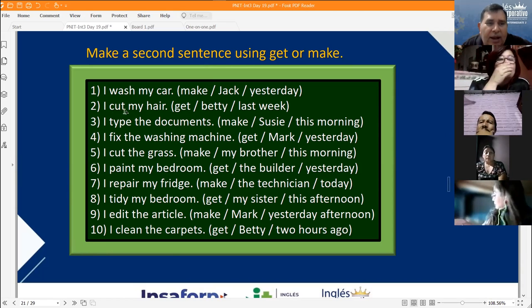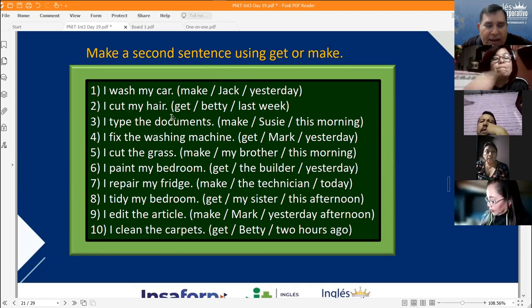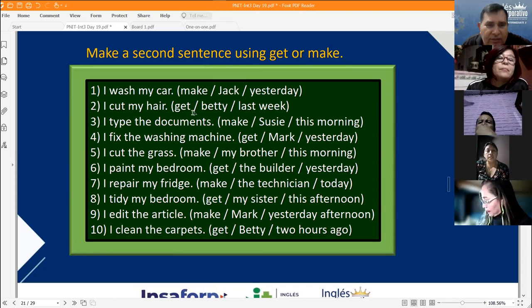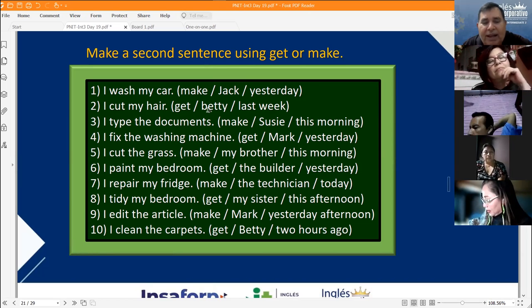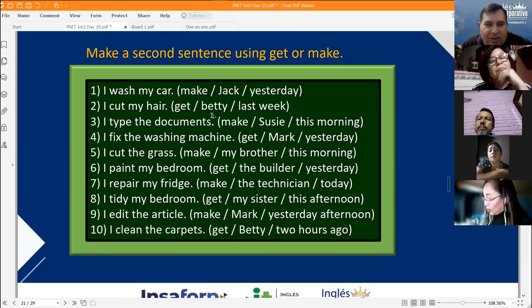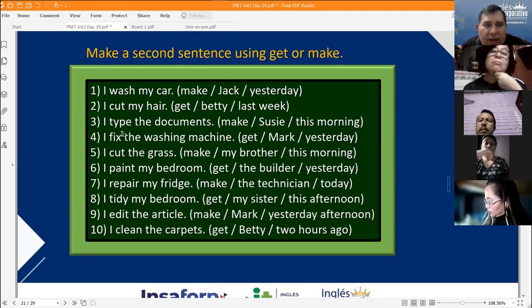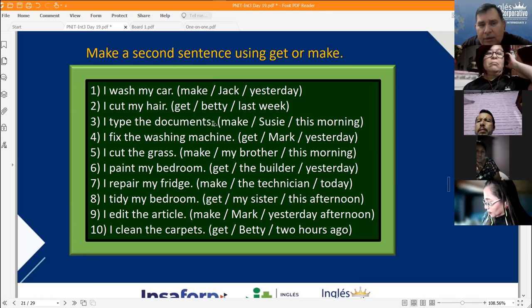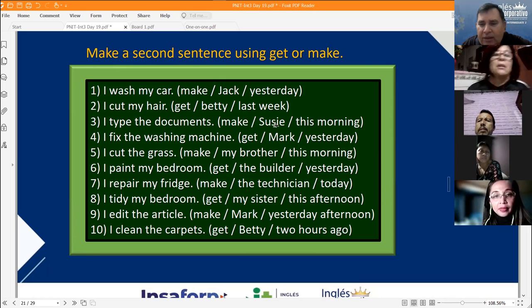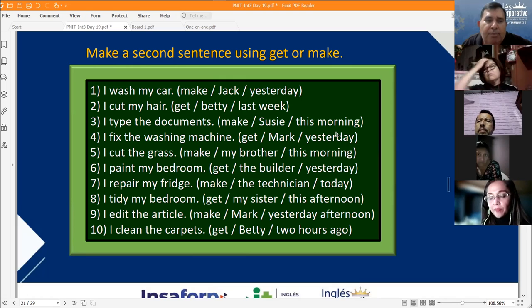Number two, I cut my hair. Now, I, past tense, right, I got Betty, consider that Betty has to be capital. I got Betty, what? To cut my hair last week. I got Betty to cut my hair last week. Okay, two more examples. Three, I typed the documents. I made Susie type the documents this morning.